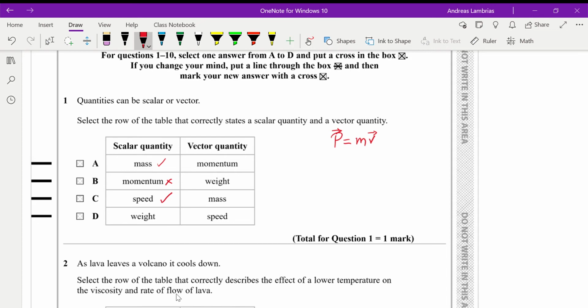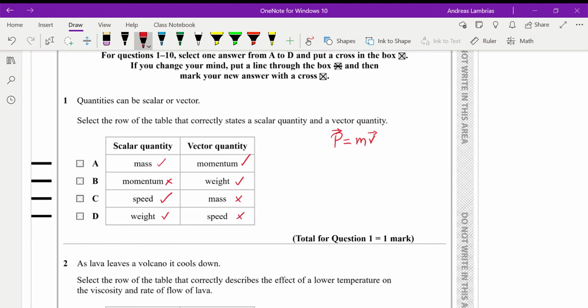And weight is a type of force. Therefore, forces are vector quantities. It has a direction which is downwards in that specific case. Now, if we're looking at the vector quantity column, momentum, yes, it is a vector, so it should be on that column. Weight, it is a vector, as we already discussed, so it should be on that column. Mass, nope, doesn't have any direction. Speed doesn't have any direction.